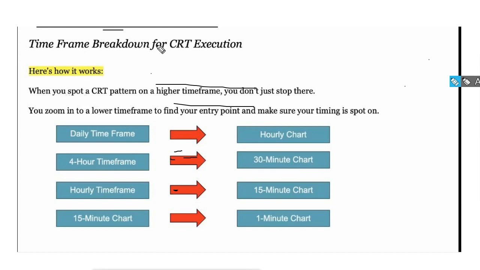So here is the time frame breakdown for your CRT pattern. When you spot a CRT pattern on a higher time frame, you don't just stop there. I told you earlier, you zoom into a lower time frame to find your entry point and make sure your timing is spot on. Mark this, take note of this. If you are trading the daily CRT, the lower time frame you're working with is going to be your hourly chart. If you are trading the 4 hour time frame, the lower time frame you're going to work with is going to be your 30 minutes.